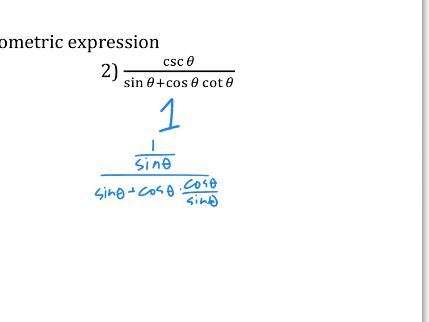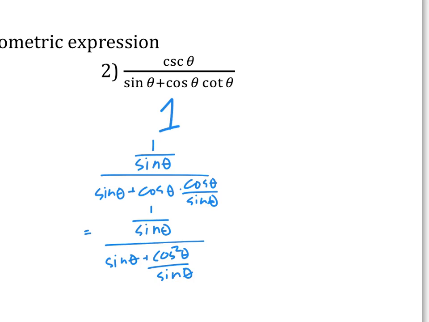Okay, I'm going to change this part so that it's just one expression. 1 over sine over sine theta plus cosine squared over sine. All right. Okay, so if you recall from a few chapters ago, this is a complex fraction because you have basically 2 fractions inside a big fraction. So that's not acceptable. We need to simplify that.